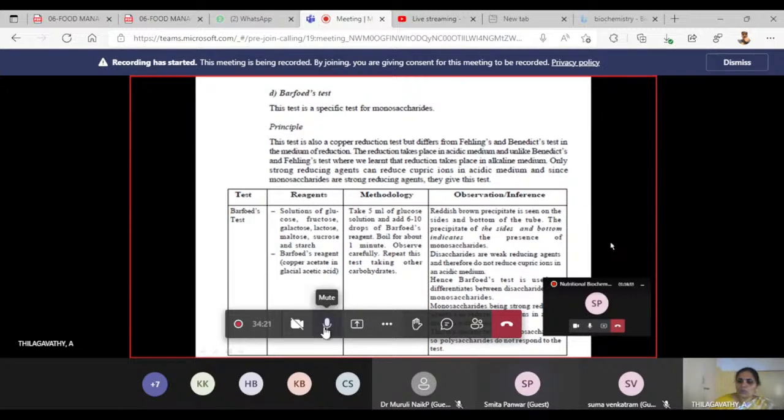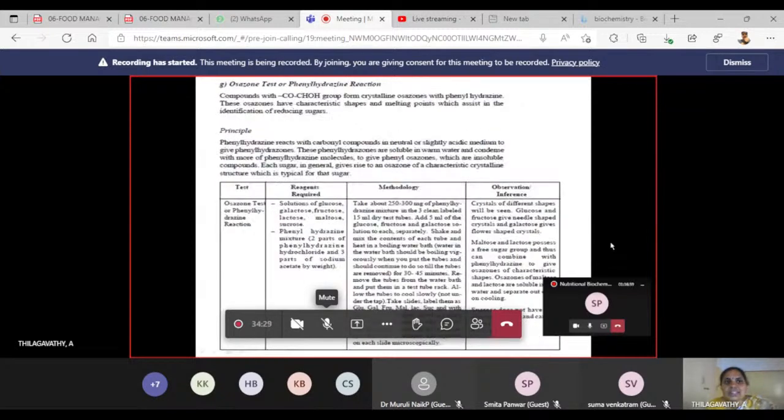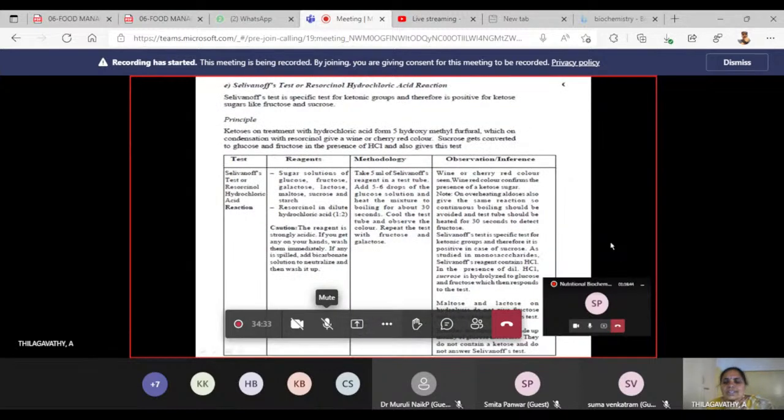Yes, ma'am. Okay. Now the last test which you do chemically is Seliwanoff's test, and this is a microscopic examination which you will be doing, Osazone test. Okay, let's discuss the Seliwanoff's test. So this Seliwanoff's test is used to distinguish between an aldose and a ketose. Okay, can you give an example for an aldose and a ketose? Which is an aldose sugar and which is a ketose sugar?